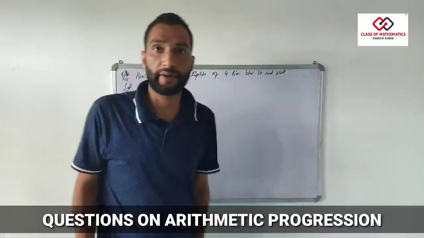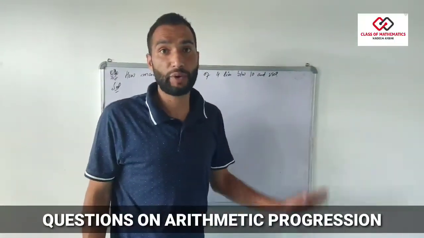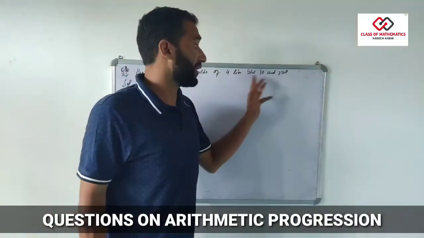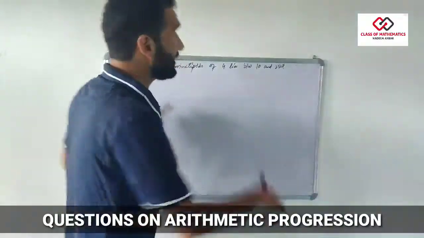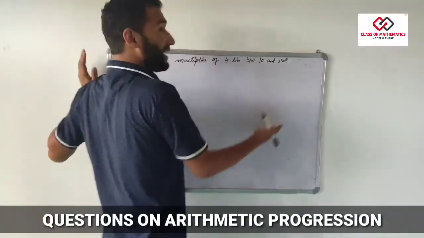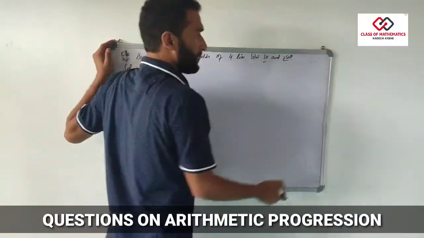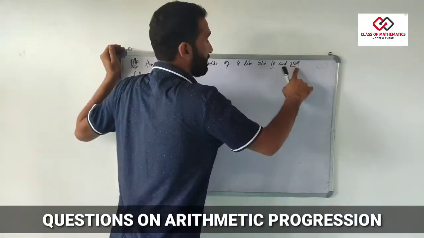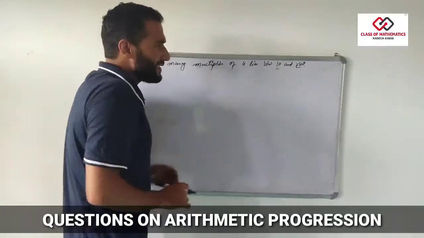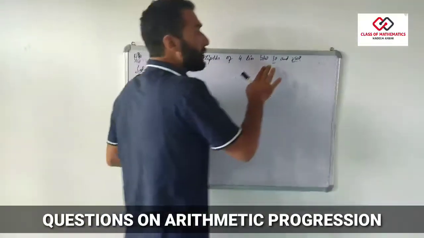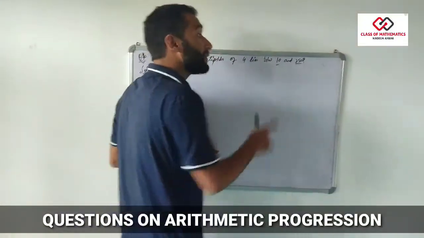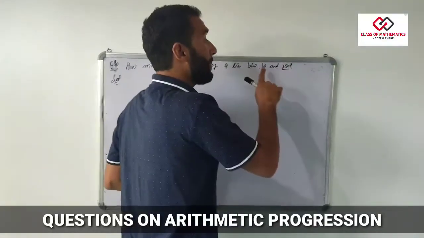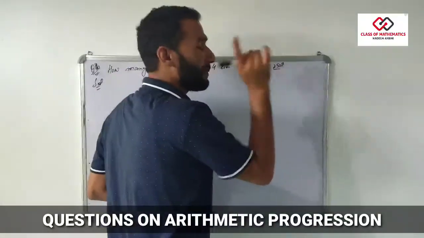Now question number 2. This is the most important as far as your exams are concerned. How many multiples of 4 lie between 10 and 250? How many multiples of 4 are there that lie between 10 and 250? The easiest way is to find the first number that is a multiple of 4 and lies between 10 and 250.